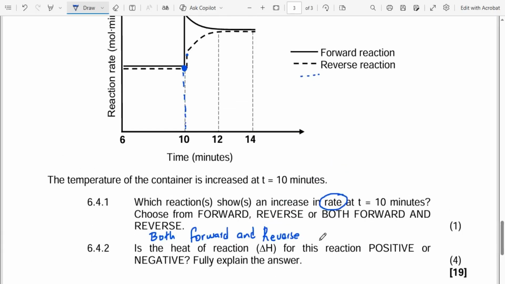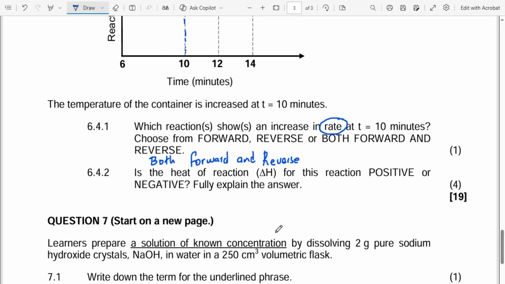I'm not sure if we should just put the reason down on the board, but please note that when the temperature increases at T10, both reactions increase immediately because the particles gain energy, leading to more frequent effective collisions.